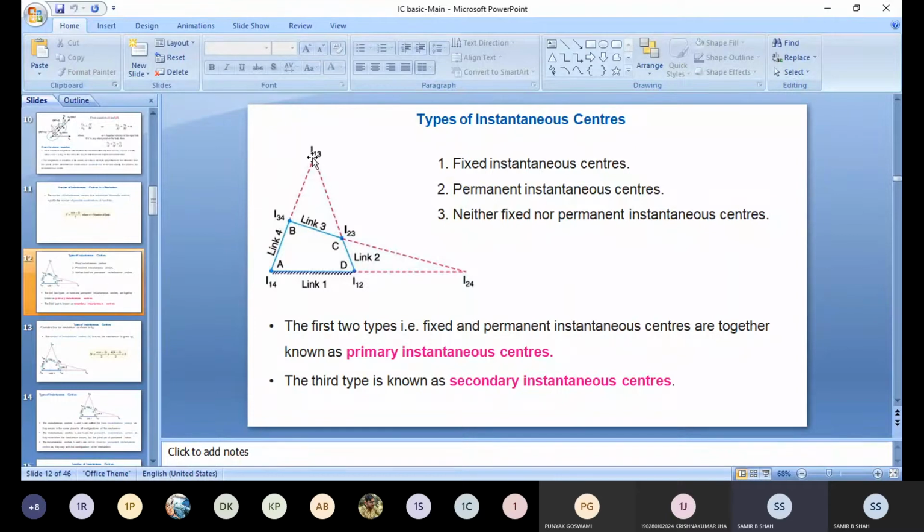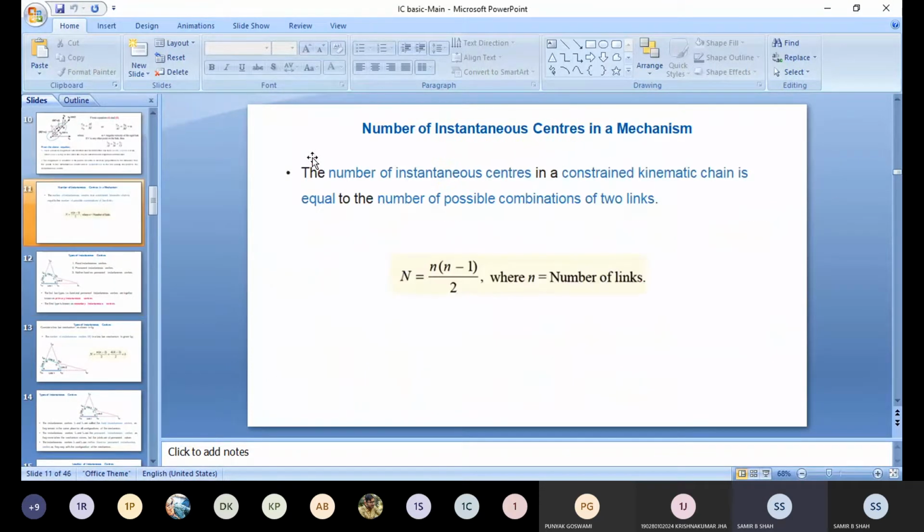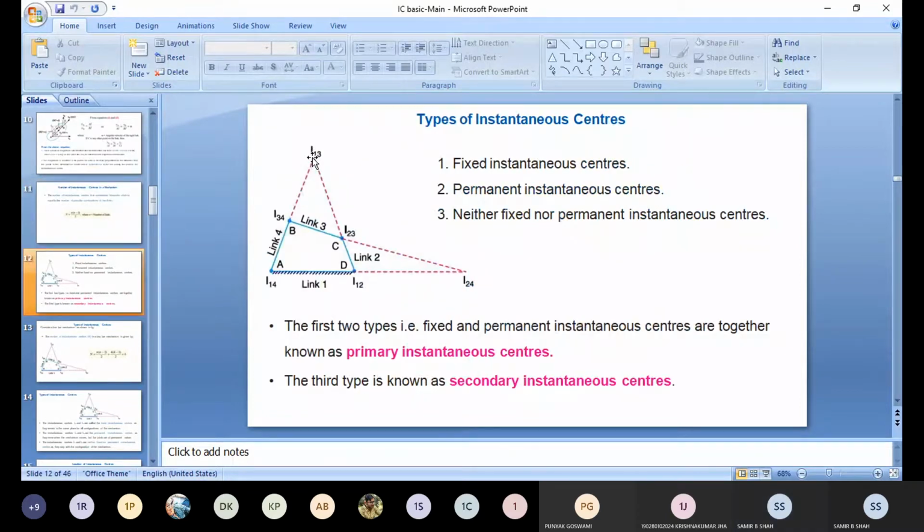So in this way, we set the instantaneous centers as we discussed and as we learned from the equation. Based on the equation, we are already getting 6 instantaneous centers. So here we get I14, I12, I23, I34, I24, and I13. These are the 6 I centers of a 4-bar chain mechanism.